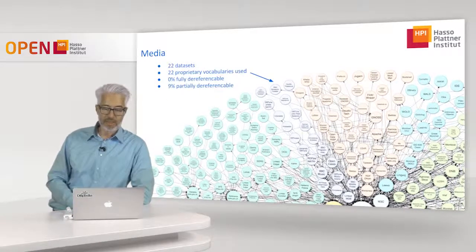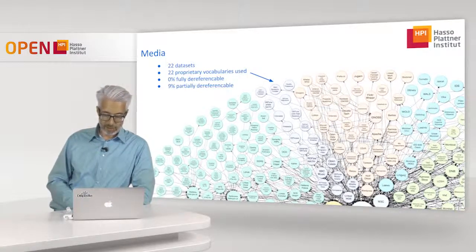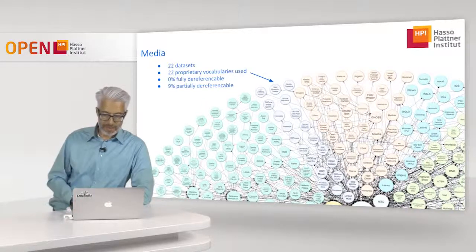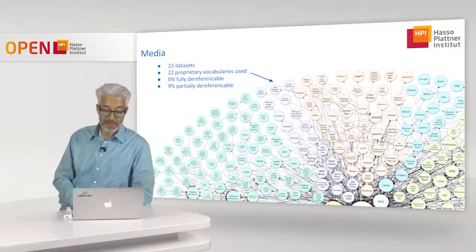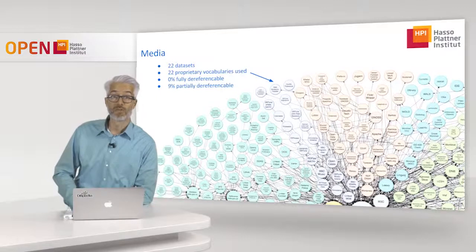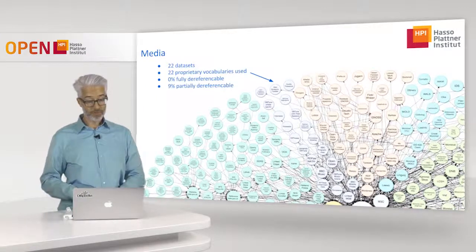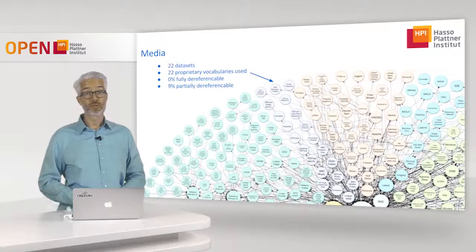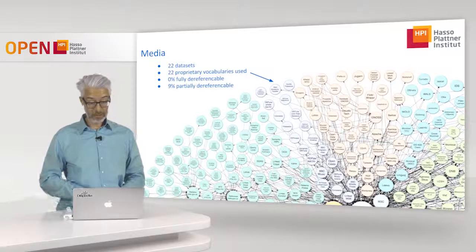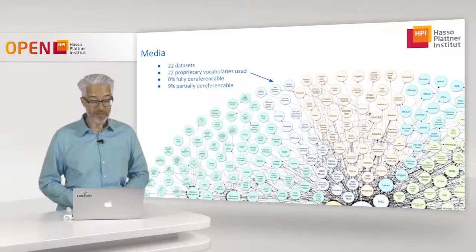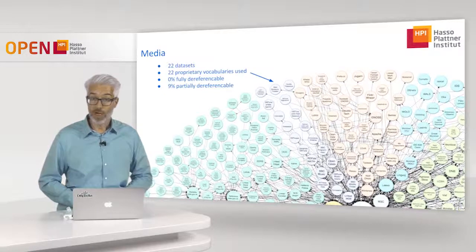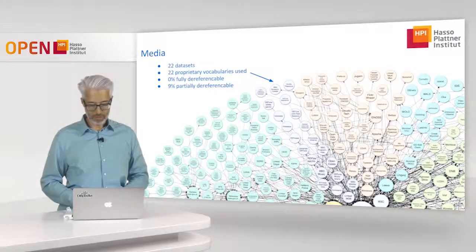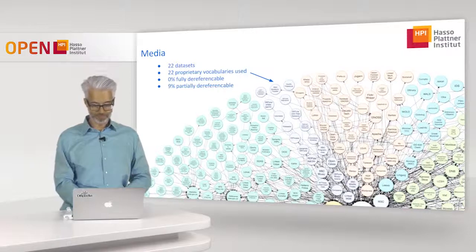Okay, let's have a look at the next one. There we have media-related data sets. The blue ones are media-related data sets, and among them are also some data like the BBC program data or stuff like that. So these are 22 data sets. Among them, 22 proprietary vocabularies are used, and unfortunately, none of these data are fully dereferenceable. But partially dereferenceable are about 9%. So 9% of the URIs that are presented here are really dereferenceable. That's really a rather small number, and of course we all hope that this will grow in the future.